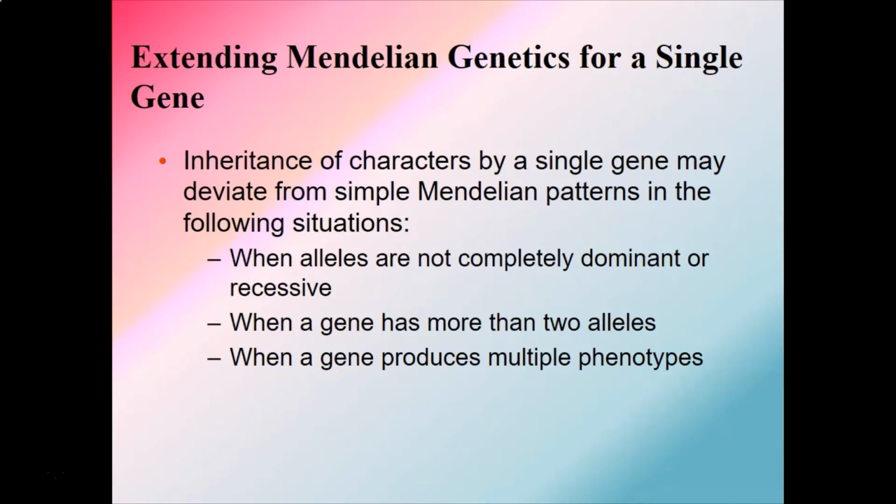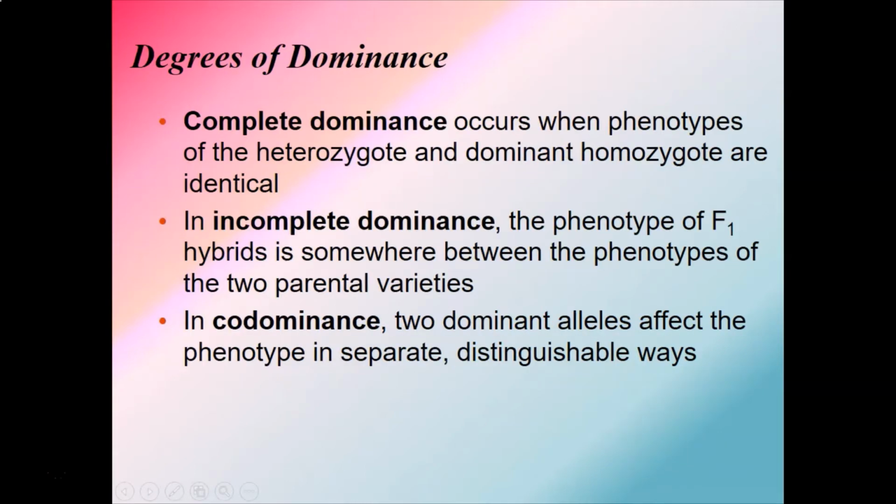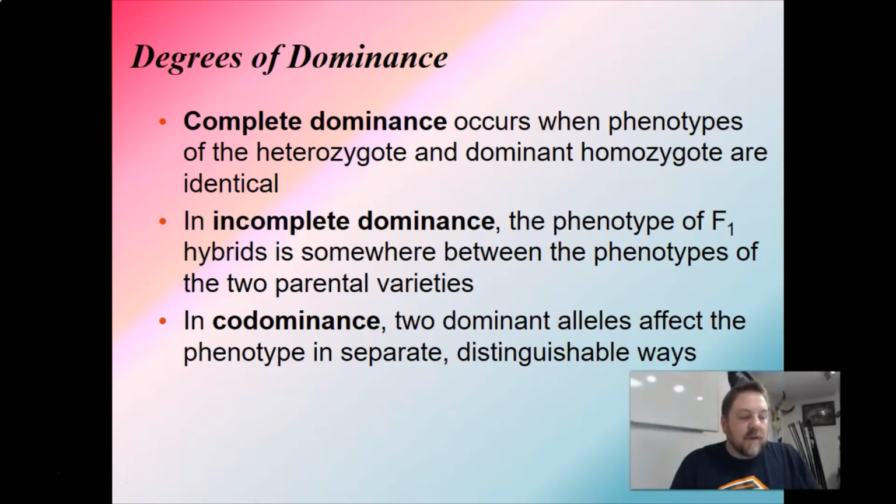All right. So let's see here. We have complete dominance, which is what we've been talking about so far. It occurs when phenotypes of the heterozygote and dominant homozygote are identical, right? So that's what we were saying again, complete dominance: big T, little t, and big T, big T, you can't tell them apart phenotypically. You look at those two pea plants, they're both tall, right? So that's complete dominance. But two major curveballs that we're going to talk about today are incomplete dominance and codominance.